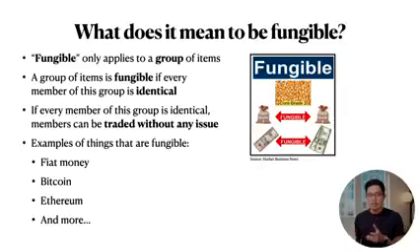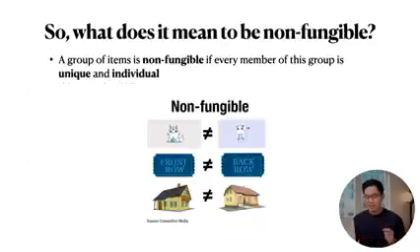I know it sounds a little bit confusing, but some examples of fungible things are fiat money, like the US dollar, Bitcoin, Ethereum, and more. For example, if you take a look at the picture on the right, you can see that grade 2 corn is fungible with grade 2 corn, right? So these two things can be traded without any issue because they are exactly the same thing. Money is also fungible, so if you have a $10 bill and you have two $5 bills, those things are also fungible.